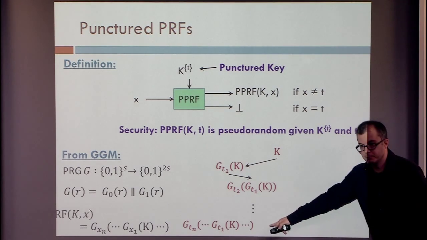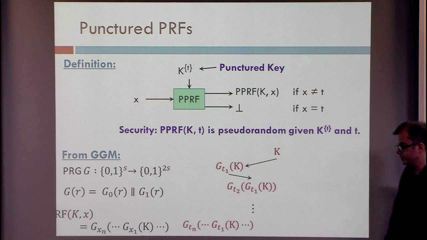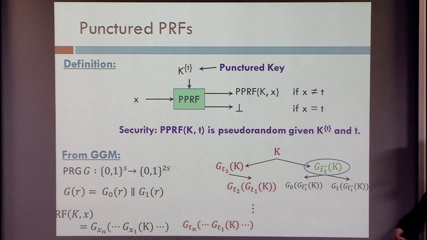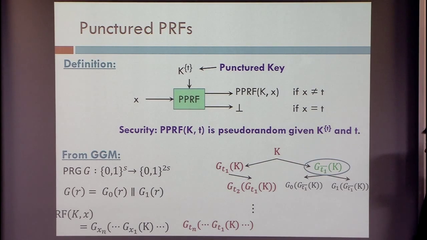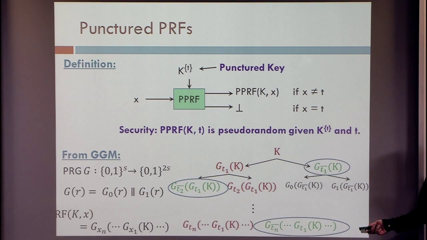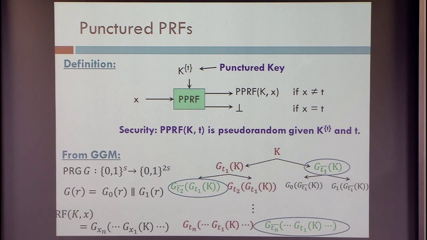So now I want to puncture the PRF so that the user can't evaluate the PRF at this particular value t. What I do is I just provide enough material from the binary tree that allows the person to evaluate everything else. So I give the user this value. After that, he can evaluate this whole subtree of the PRF. I give him that value, all the one-off values, and using those, it's only logarithmic in size. This is basically K sub t. It's pretty nice and compact. It can evaluate everywhere except t.